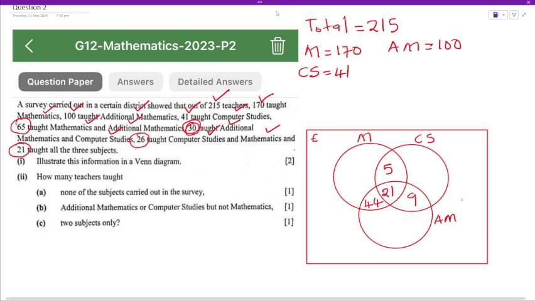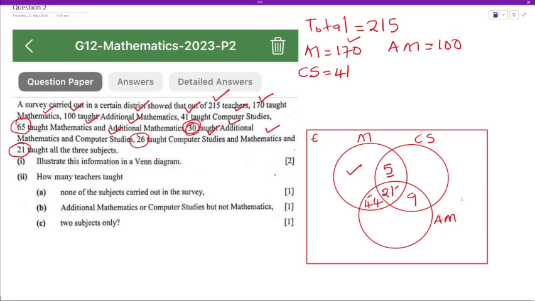Okay, so we said we start with math. The total for math should be 170. So we add everything currently in math. We have the 5 there, we have the 21, and we have the 44. We add everything and then we subtract from 170 to find the value to put here. So we're going to say 44 plus 21 plus 5 is equal to 70. Minus 170 gives me 100. So meaning here we're going to put 100.